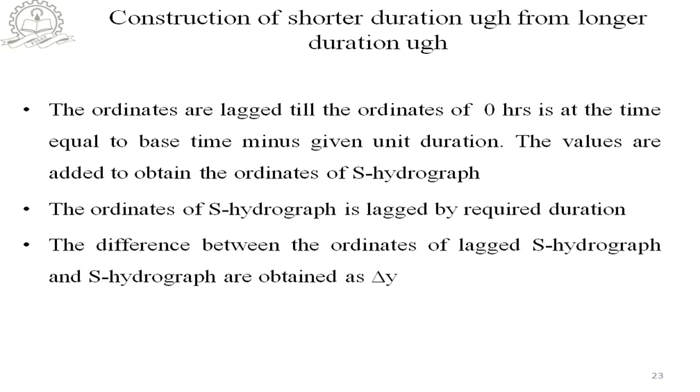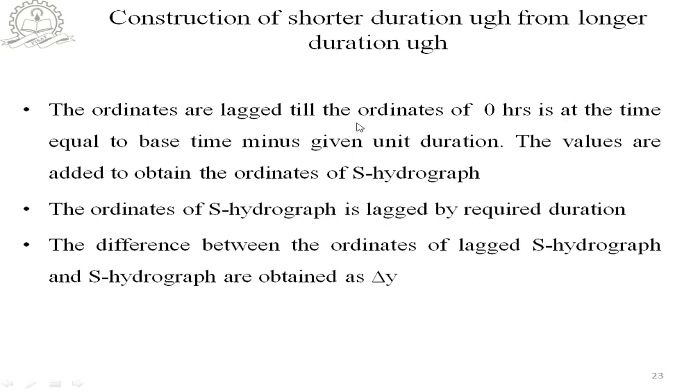Good morning all. Today we'll be discussing the construction of a shorter duration unit hydrograph from a longer duration unit hydrograph, that is, using the S hydrograph. The following are the steps. The ordinates are lagged till the ordinate of 0 hours is at the time equal to base time minus given unit duration. The values are added to obtain the ordinate of the S hydrograph. That is the first step.